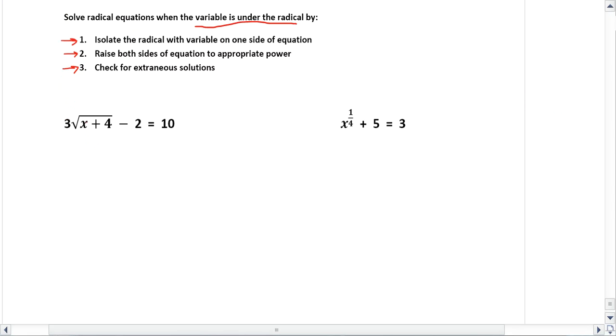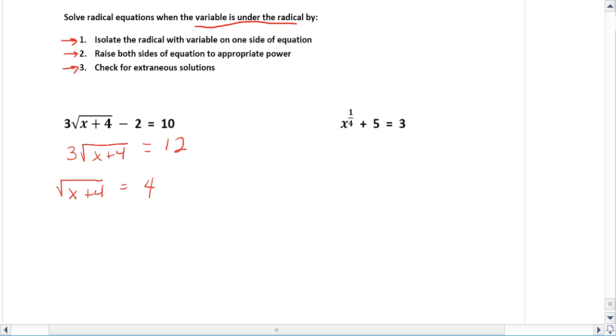We need to isolate this square root that has the x plus 4 underneath it. So the first thing we're going to do is add 2 to both sides. I'd get 10 plus 2 over here, which is 12. Now we have to get rid of this times 3 in front of the radical, so we divide both sides by 3. We end up with the square root of x plus 4 equals 12 divided by 3, which is 4. Now we're done with step 1. We have the root isolated.